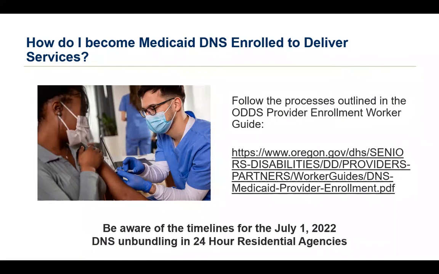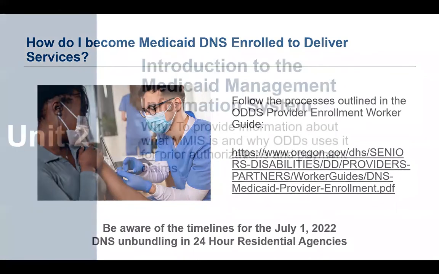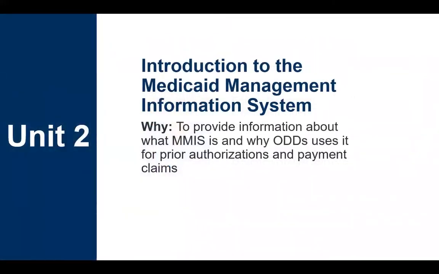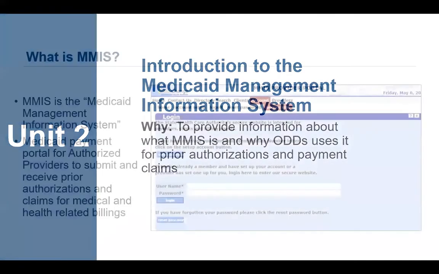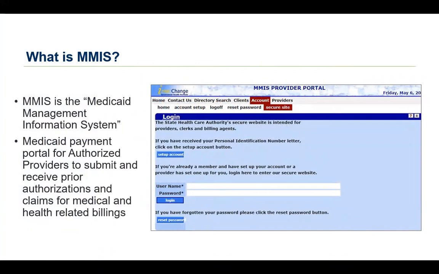Now let's talk about the Medicaid Management Information System, or MMIS. In this section, I'll provide an overview of MMIS and why ODDS uses this system for prior authorizations and payment claims. So what is MMIS? It's the federal Medicaid payment portal for authorized providers to submit and receive prior authorization and claims for medical and health-related billings. There are a few different systems that we use throughout the state, and we often get questions like, why a different system than Express? So let's clarify that now.